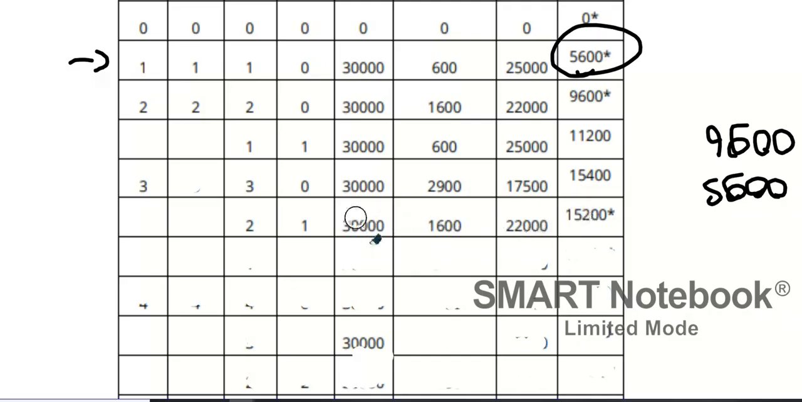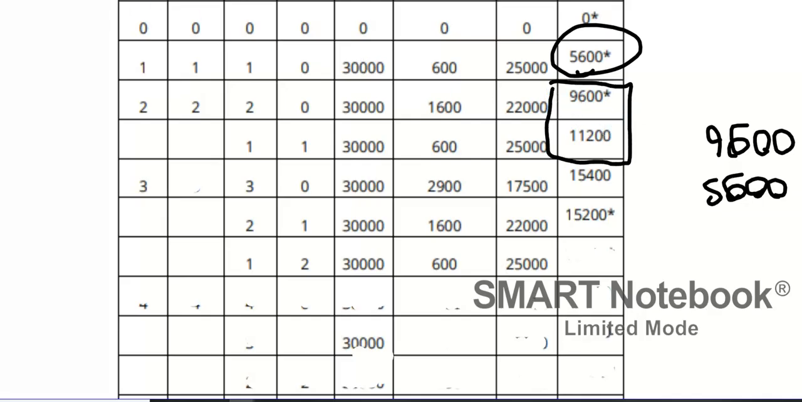15,200. Now, the next one we're doing is 1, 2. 3,000, 30,000 euro. 1 year's worth of maintenance, which is 600. Sell after 1 year is 25,000. Now, which line do I have to go to this time? I have to go to the 2 years remaining. Which one should I choose?